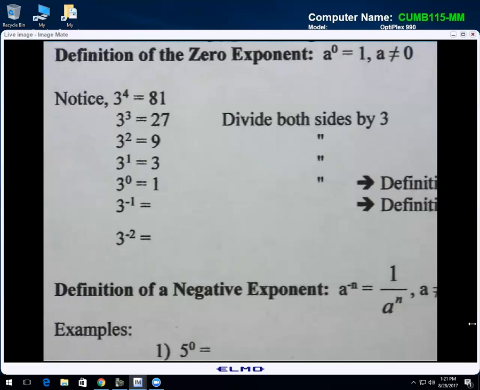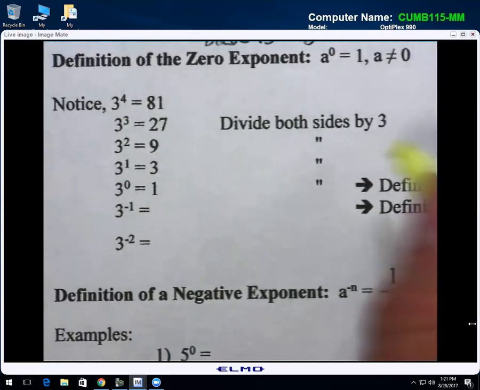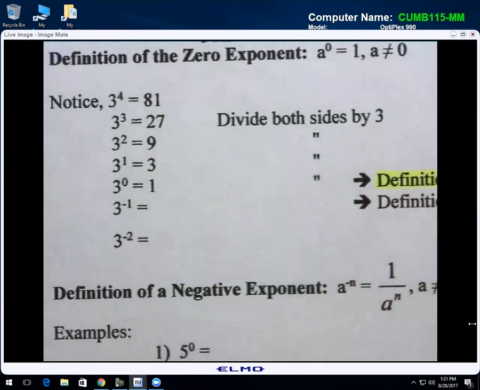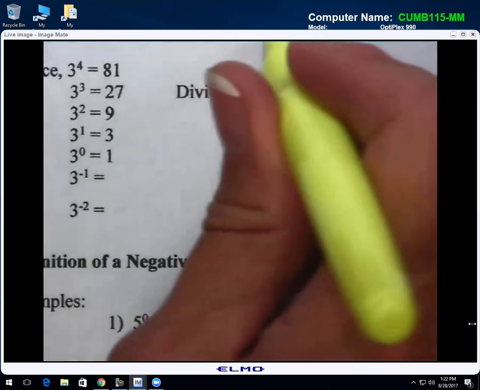Well, let's skip one. Right here. If I divide both sides by 3, I'm down to the exponent 0. On the right-hand side, if I divide by 3, I get to 1. That's the definition of the 0 exponent. Anything to the 0 is 1.